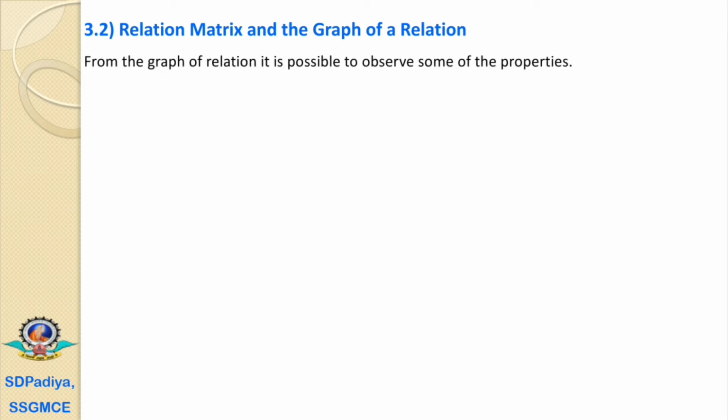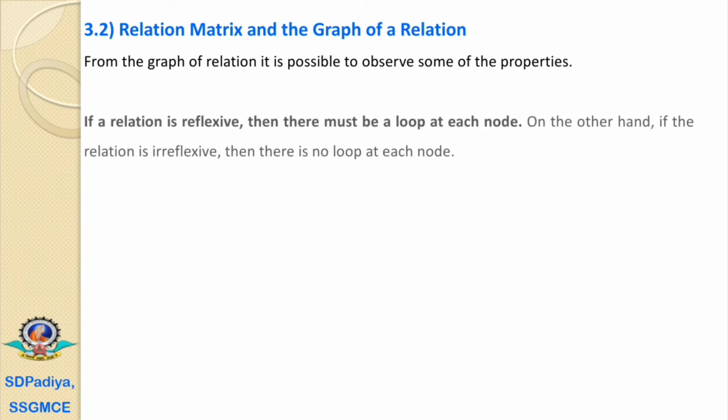From the graph of the relation, it is possible to observe some of the properties. Then what are the properties? We have seen in our previous video that there are 5 properties for a relation. First is reflexive, second is symmetric, third is transitive, fourth is irreflexive, and fifth is antisymmetric. Now we'll see how we can define the properties of the relation directly from the graph.